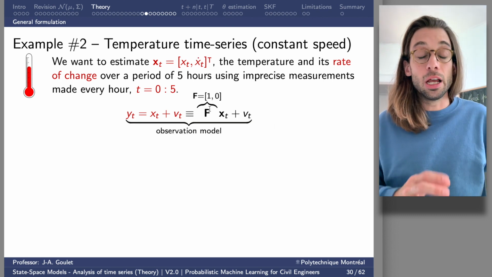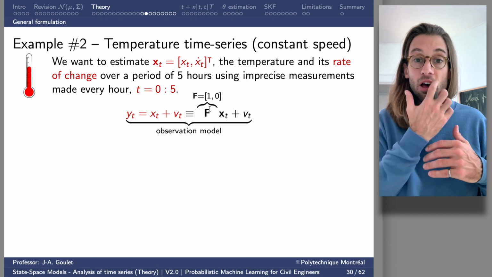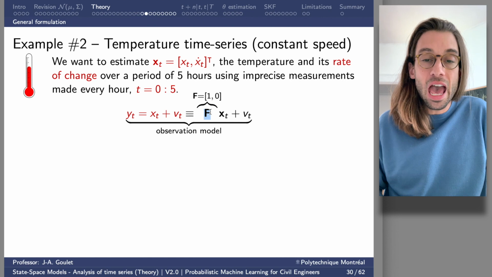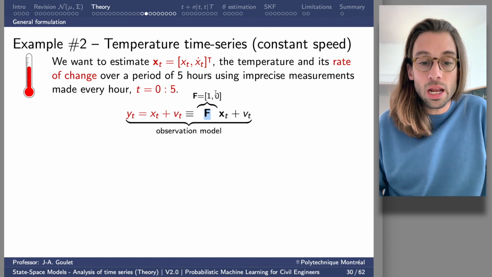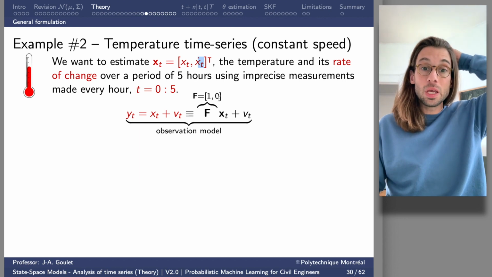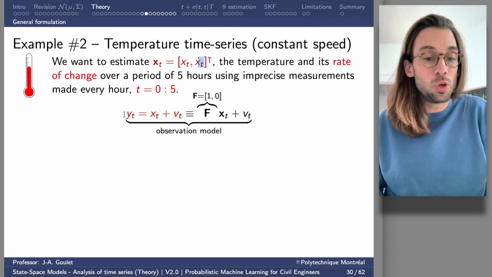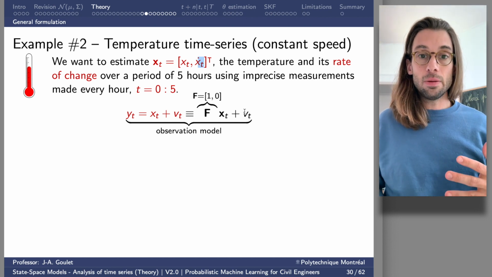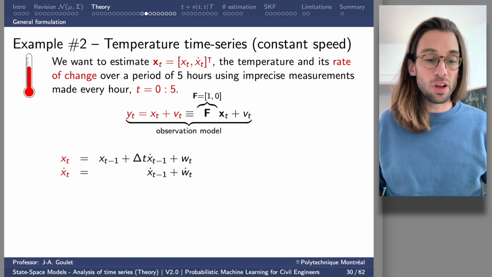So in that case, we can express this in a vector notation or in a matrix form. We're going to have an F vector, which is 1 and 0, that multiplies xt, our vector of hidden state. So my observation yt is 1 times xt plus 0 times xt dot, the speed. It's implying that the speed is not observed. It doesn't contribute to yt. Here we still have an observation error vt due to our imperfect observation process.